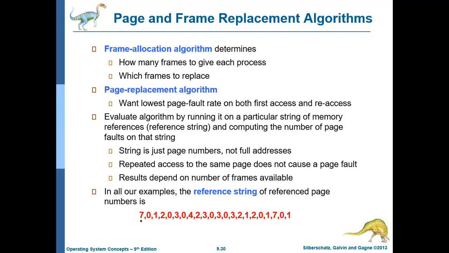If we require page number 7 and page number 7 is not in the main memory, it's a page fault. If we require page number 0 and page number 0 is not there in the main memory, it's again a page fault. So we will try that whatever we are going to use, we should keep in the main memory. We will be minimizing the number of page faults.